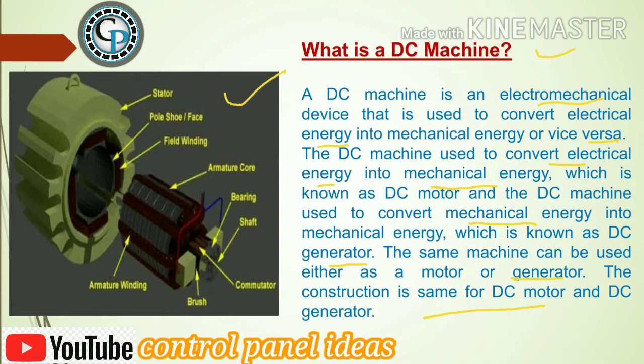This is the stator, pole surface, field winding, armature core, this bearing, this shaft, and commutator, this commutator, brush, armature winding, this armature winding, brown color.